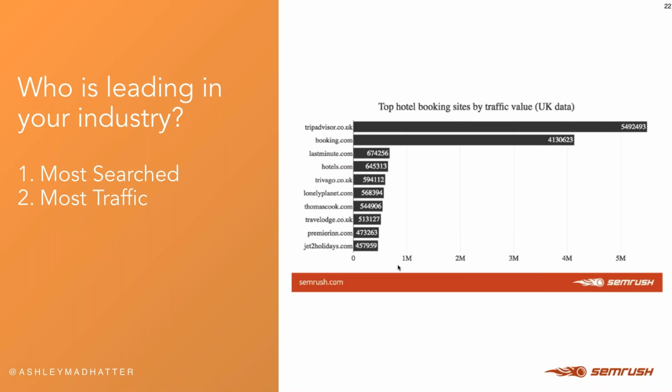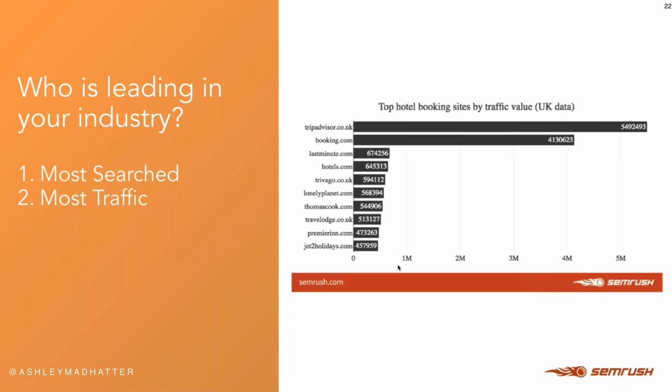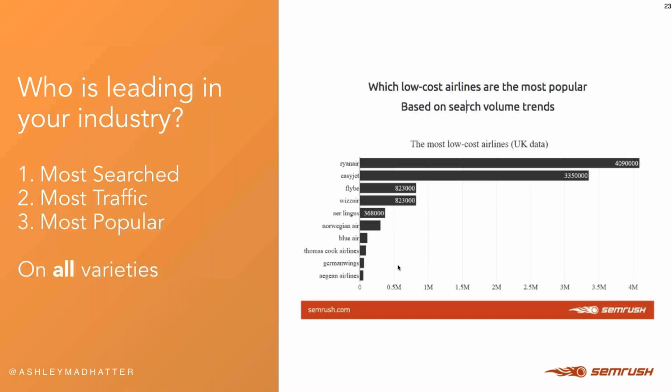You also need to know who's getting the most traffic. So if you just look at these two examples, Premier Inn is winning for the most searched, but then they drop down to second to last when it comes to who's getting the most traffic. Remember to analyze this with what metrics matter to you, and to take all of this as this is what your competitors are doing. This is what kind of traffic they're generating. How can you compare against this travel industry?